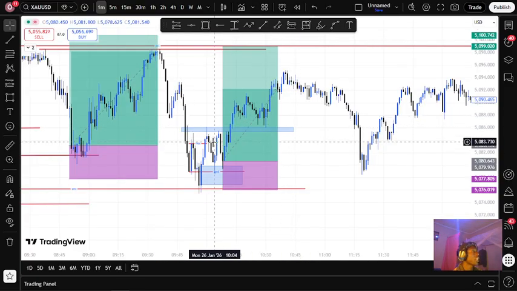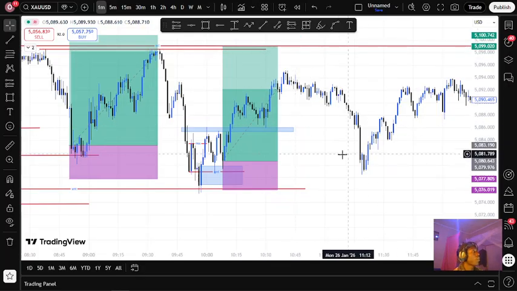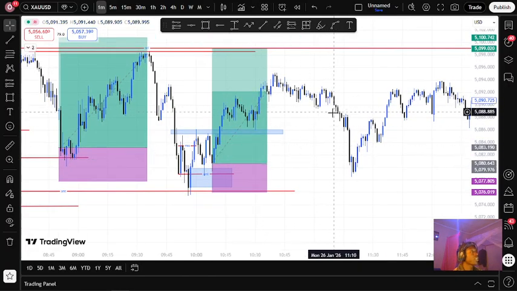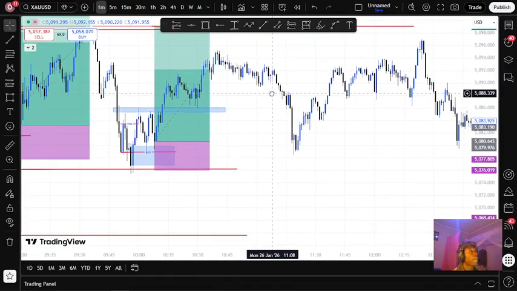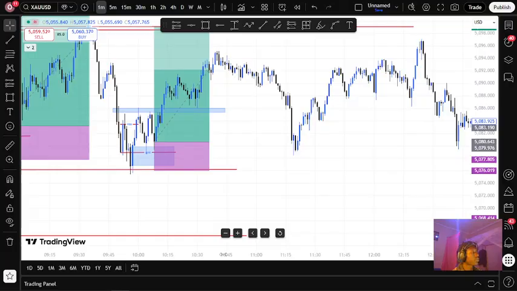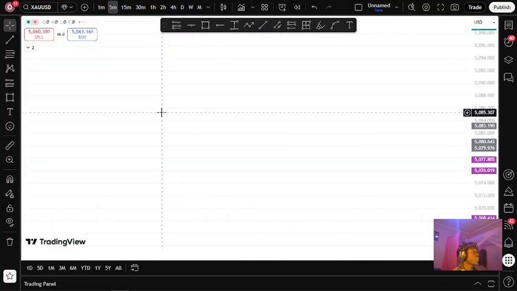I showed you guys the re-entry at this zone before it pumped back. It's called the break and retest. Personally, I don't use break and retest. I use SMC to trade. So we'll go back to 5 minutes.